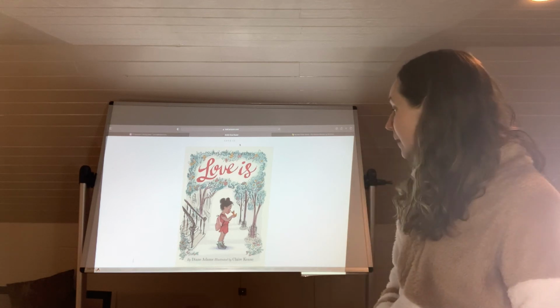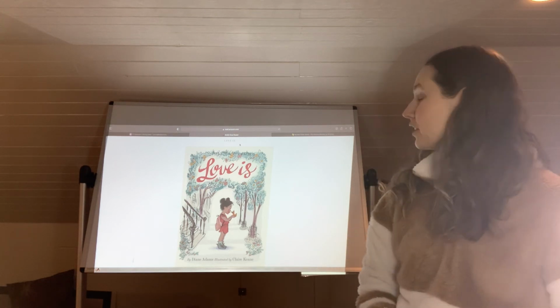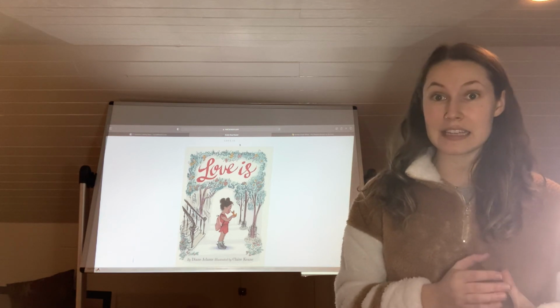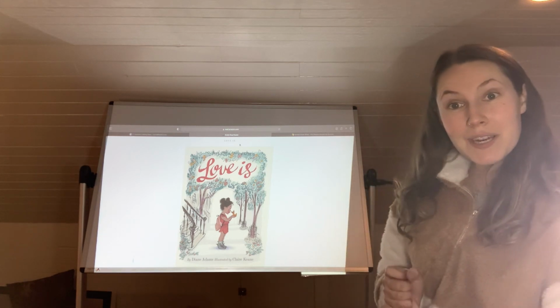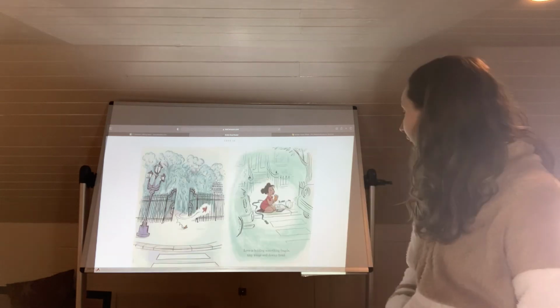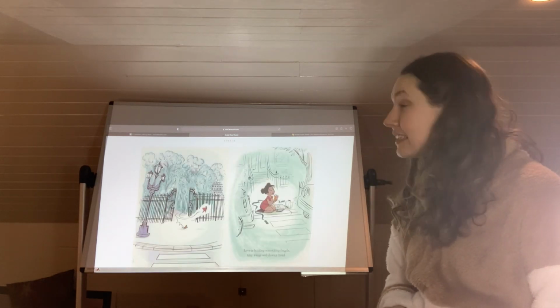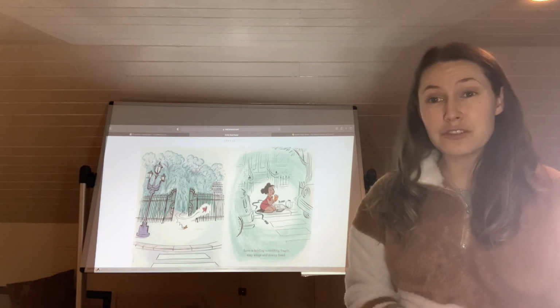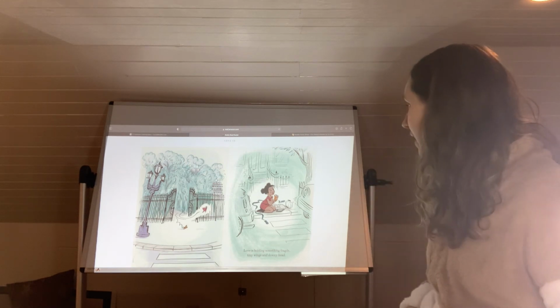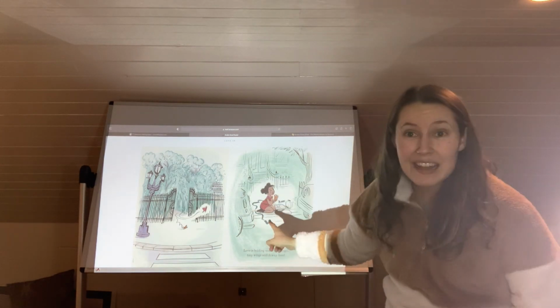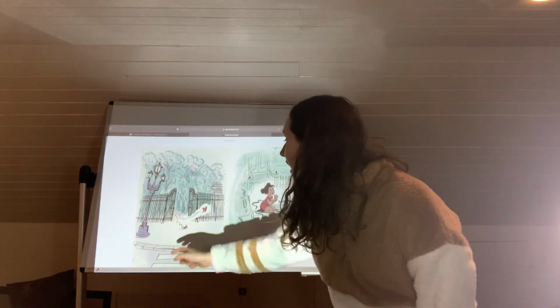This story is written by Diane Adams and illustrated by Claire Keene. Remember, the author is the person who writes it. The illustrator is the person who draws the pictures. Love is holding something fragile, tiny wings and downy head. Fragile means it could break easily. And I see in this picture, a little girl is holding a little baby duckling that walked out of the park.